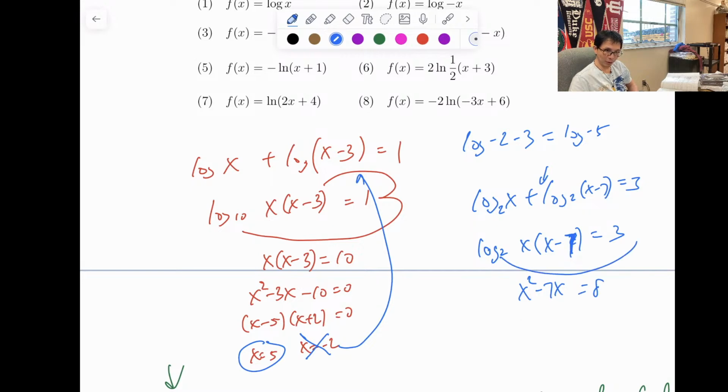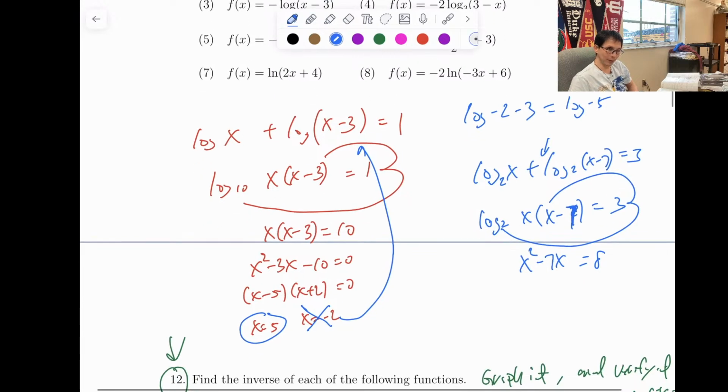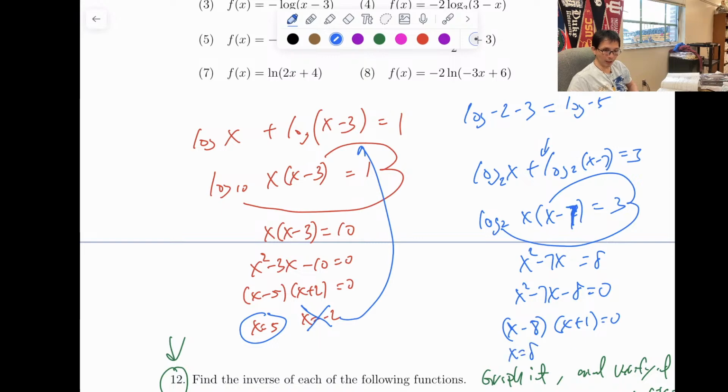It's 2 to the third power equal to this. So it'd be x squared minus 7x minus 8 is equal to 0. x minus 8 and x plus 1, right? So x equal to 8, x equal to -1. So -1 you cannot plug in, so this one is the only answer. So check for extraneous. Sydney, does that make sense? Yeah.